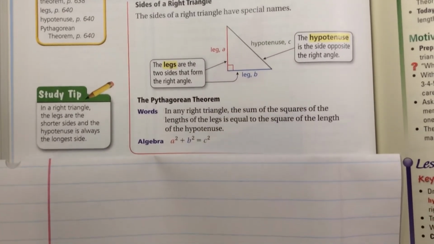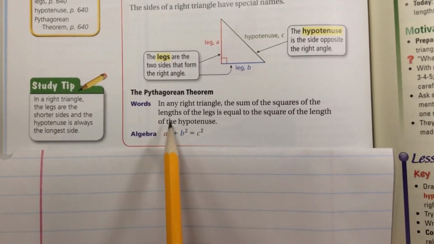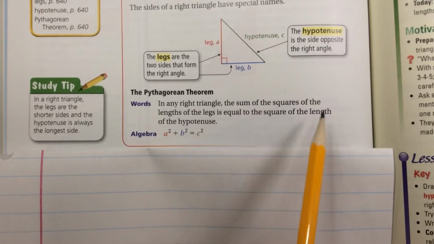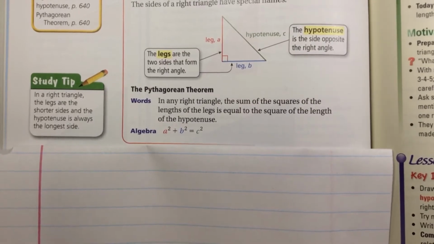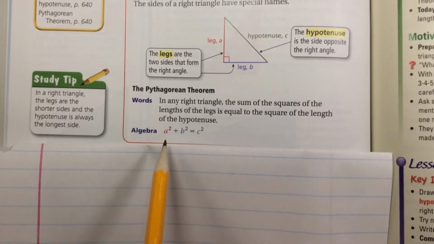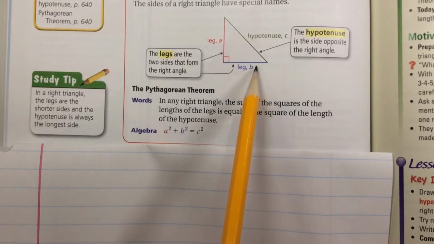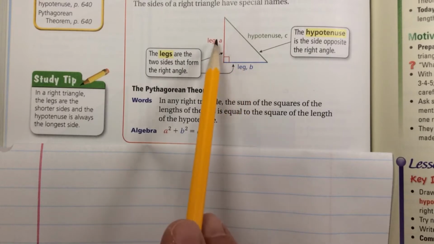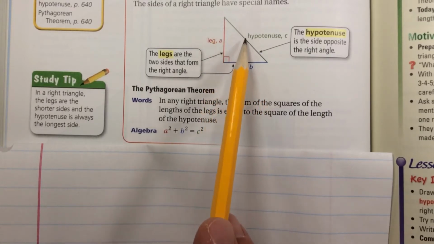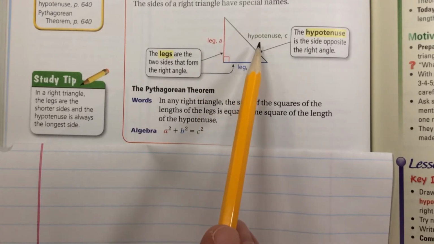Pythagorean theorem: in any right triangle, the sum of the squares of the lengths of the legs is equal to the square of the length of the hypotenuse, which seems pretty straightforward and easy to me, but I'll explain it anyway. In algebra, it looks like this: a squared plus b squared equals c squared. That means if you take this length and you square it, and you take this length and you square it, and you add those two together, it will equal this length squared, okay? A squared plus b squared equals c squared.